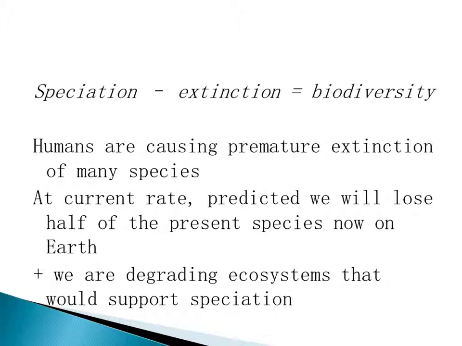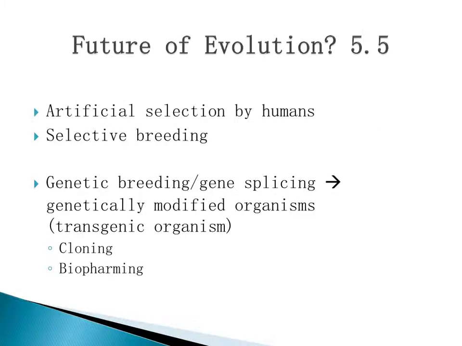Humans are causing premature extinction. At the current predicted rate, we will lose half of the present species now on the Earth, and we are degrading ecosystems that would support new speciation. I have a problem with this because a lot of those new species could be potential medicines or potential areas of research that can help us human species. Maybe there's a cure for cancer out there in the tropical rainforest, for example, that lies in a beetle that may not have even been discovered yet, and that beetle may become extinct before we can get that cure for cancer or heart disease or the like.